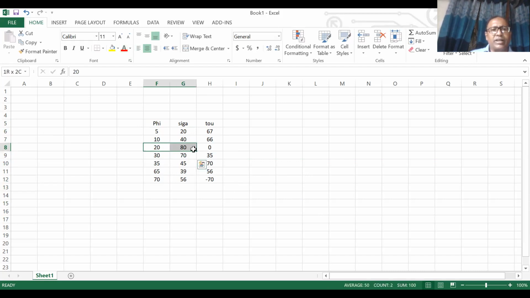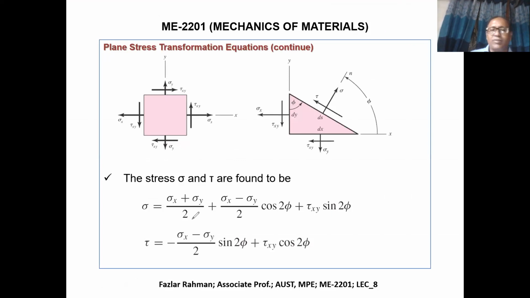Sorry, this is 20 degrees. At 20 degrees, sigma is coming maximum, 80, and the corresponding tau is coming 0. Because phi equal to 20, you just put that value in the mother equation, like this equation. You put phi equal to 20 right over here, and also the bottom one. Similarly, you put 30, 35, 41, the values suit.